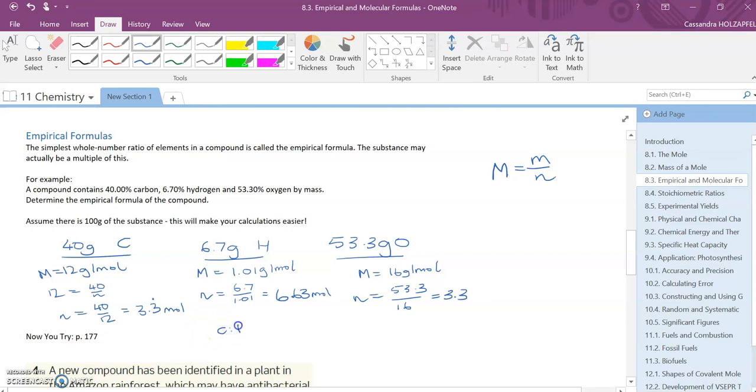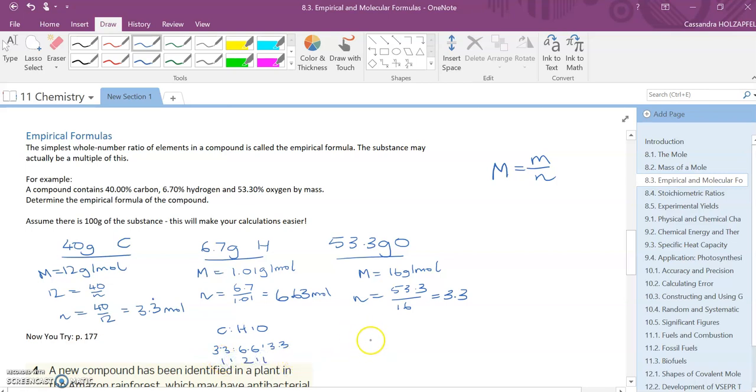The ratio of carbon to hydrogen to oxygen, and remember we're always going to compare the moles, we're not going to compare the mass, because the molar mass is going to be different for each of these. So we're going to have the ratio 3.3 to 6.6 to 3.3. Now all I'm going to do is divide this ratio by the smallest number, which is 3.3, and I'm going to be left with the ratio 1 to 2 to 1.